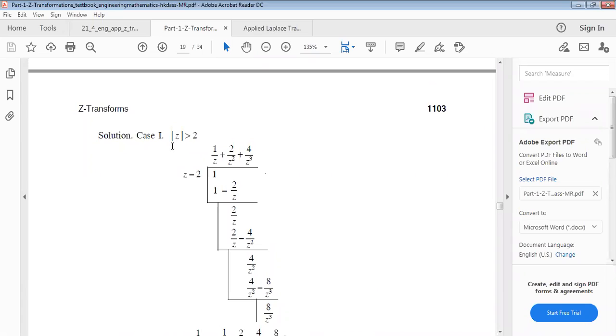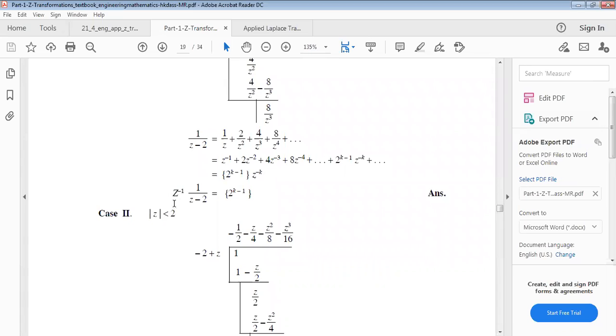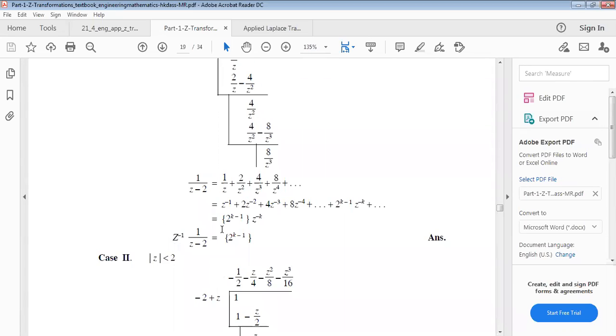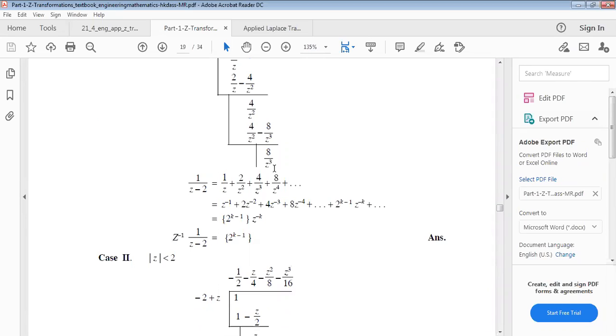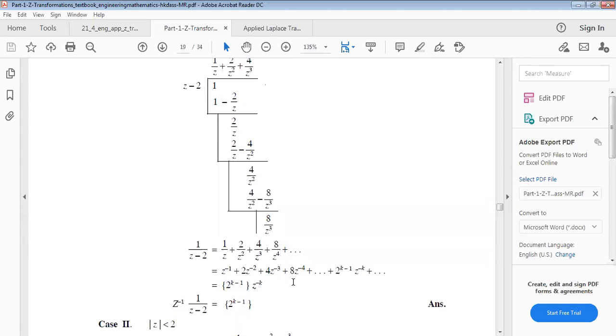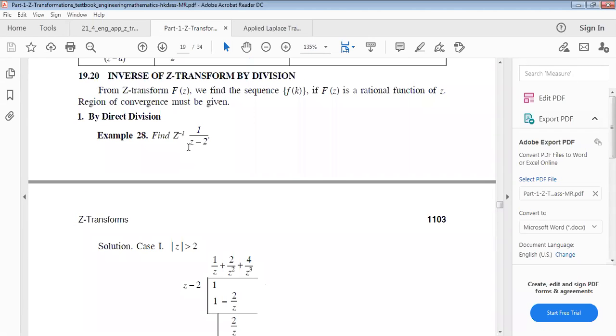If the absolute value of Z is greater than 2, then that is case one. If the absolute value is less than 2, then we get the same sequence, just for less than 2. That means every value will be less than 2. Now here, minus 1, minus 1 by 2, minus Z by 4, minus Z square by 8, minus Z to the power 16, just from this sequence.